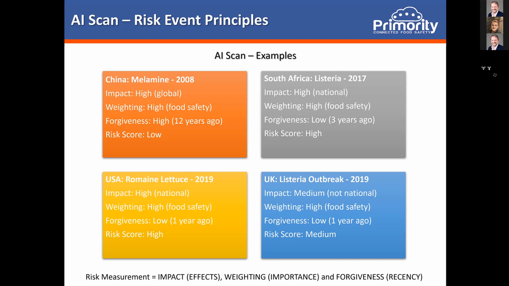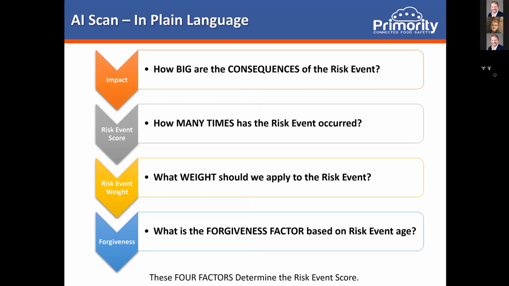South Africa, Listeria 2017, high impact. 250 people died from this Listeria outbreak because they failed to detect the source for a long time. It was a high impact. The weighting, very high, a lot of people died. Forgiveness score would be low because it was only 3 years ago, and therefore the risk score would be high. So I think you get the idea. Ultimately, the risk with our suppliers has to be measured on the same sorts of metrics from that point of view. And this is a starting point for what we're doing.